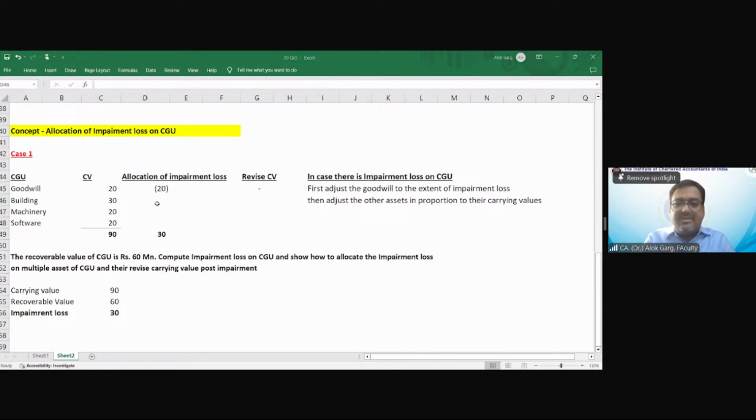So minus 10 multiply by 30 divide by 30 plus 20 plus 20. Divide by sum of what? 30 plus 20 plus 20, 70. Correct? Is this clear to everyone?